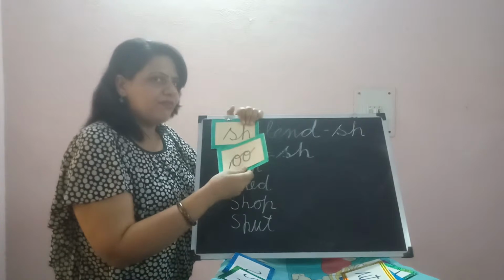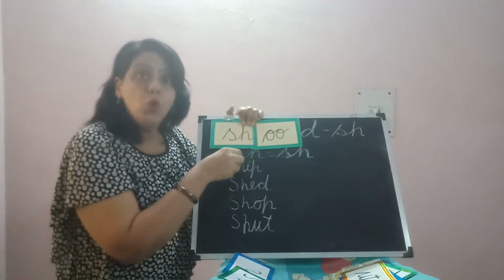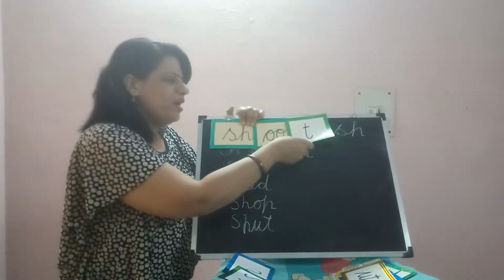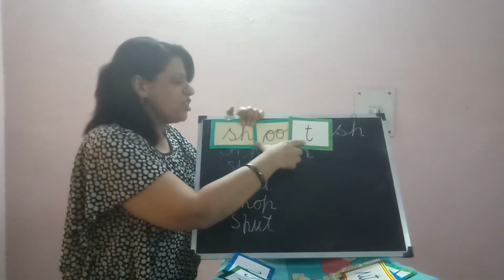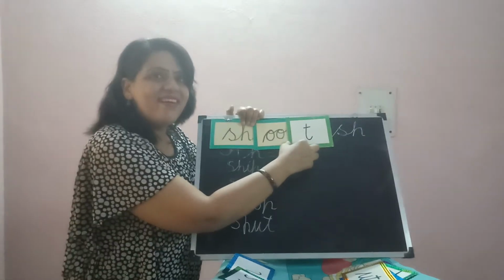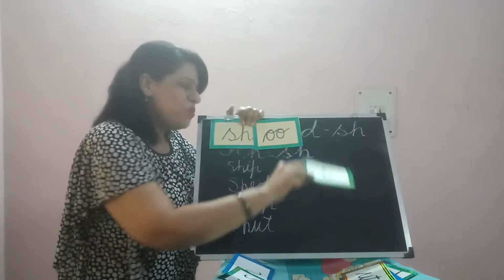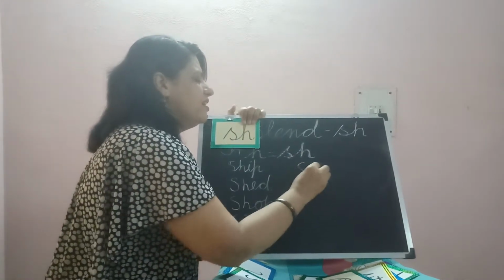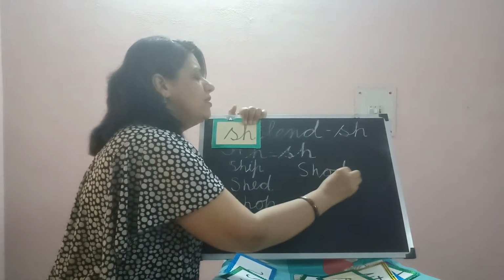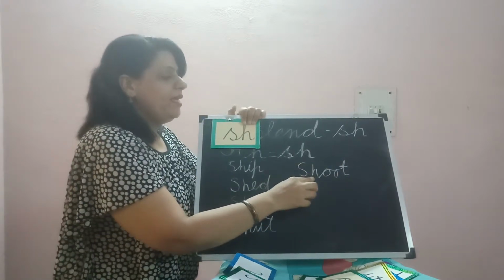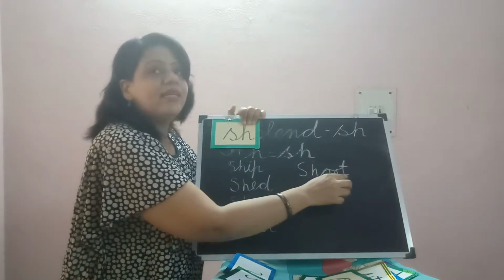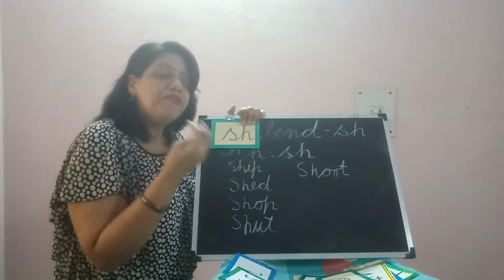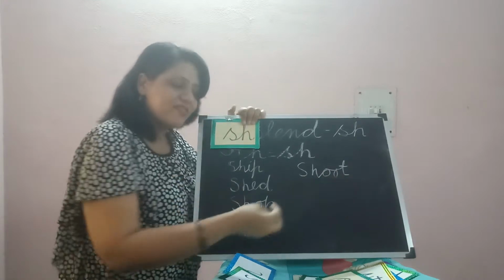Now see. Sh. Another blend, oo. Sh, oo. Now what is coming? T. Sh, oo, t, shoot. See? One blend, another blend oo, then a letter t. We are adding all together, and they are making a different word, that is shoot.